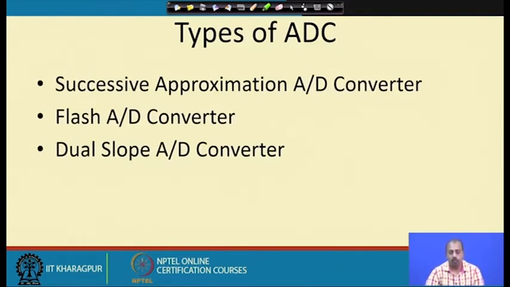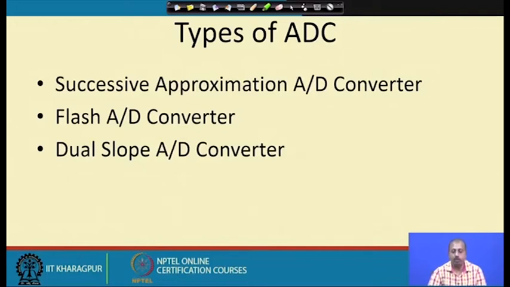Next we will be looking at different types of ADCs that are available. Of course, this list is not exhaustive. In fact, analog to digital converter design by itself is a research area. Today you can find lots of research papers on analog to digital converters, but the purpose of this course is to understand the basic analog to digital converter designs. We will be looking into 3 alternative designs: one is known as successive approximation AD converter, another is flash type AD converter, and another is dual slope AD converter.